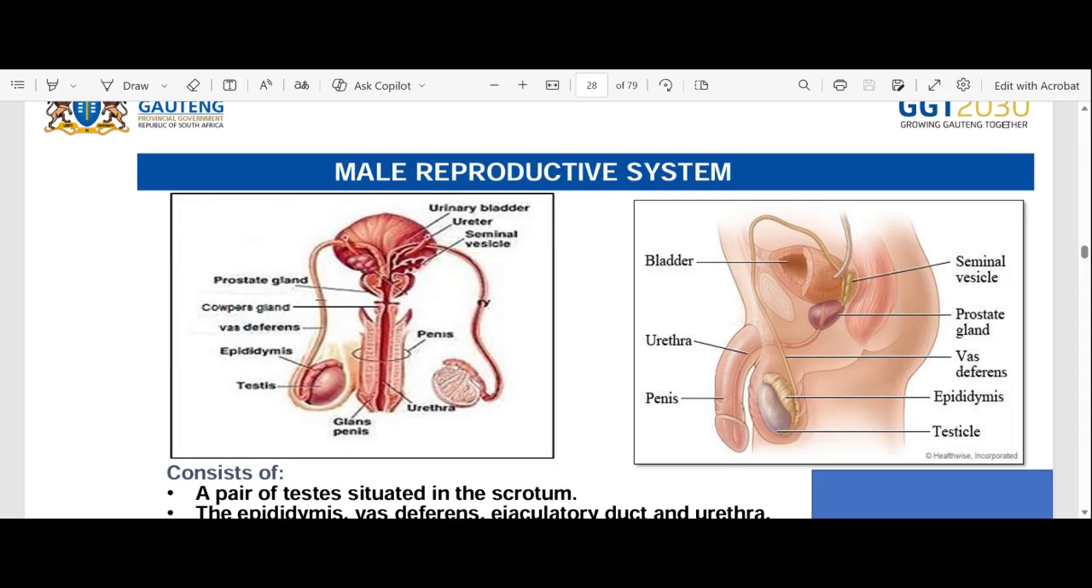So this view does not show the corpus gland effectively, it does not show the corpus gland vividly.